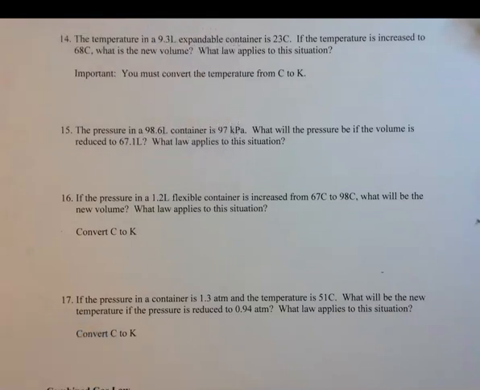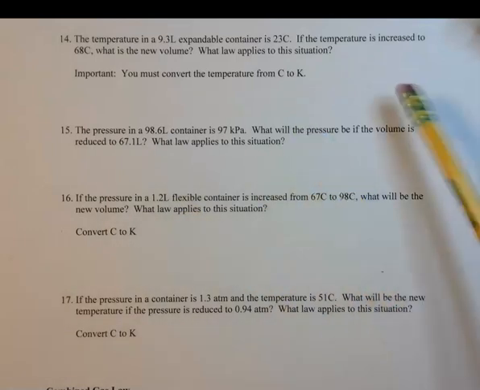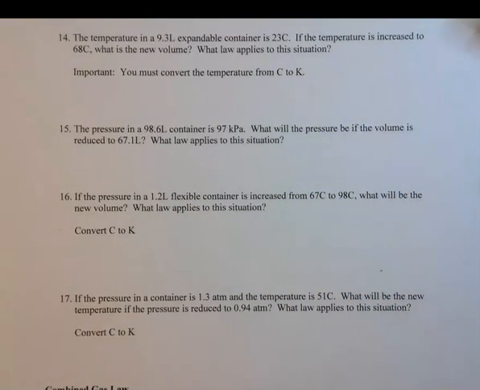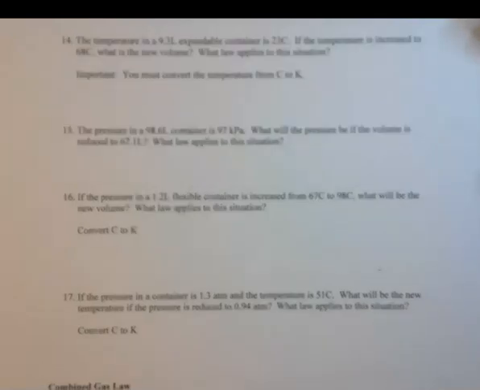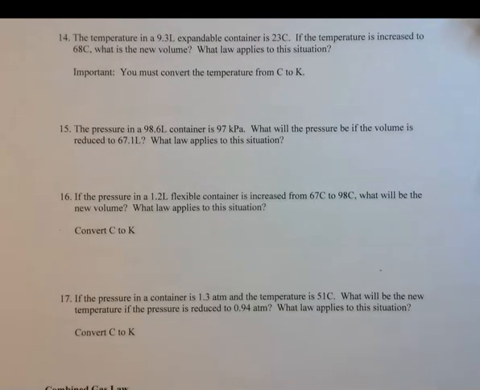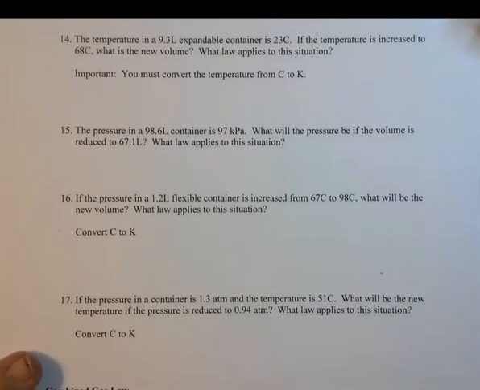Okay, the next problem, number 14. The temperature in a 9.3 liter expandable container is 23 degrees centigrade. If the temperature is increased to 68 degrees centigrade, what is the new volume? Think about what you think would happen, just intuitively. If you increase the temperature of those gas molecules inside that container, an expandable container means it can get bigger. So think of a balloon. What would happen to the size of that container if you increased the energy inside of those gas molecules?